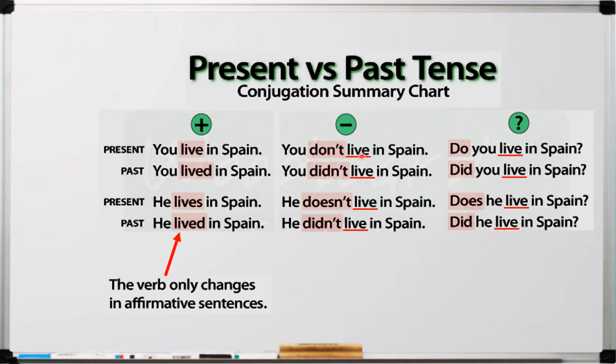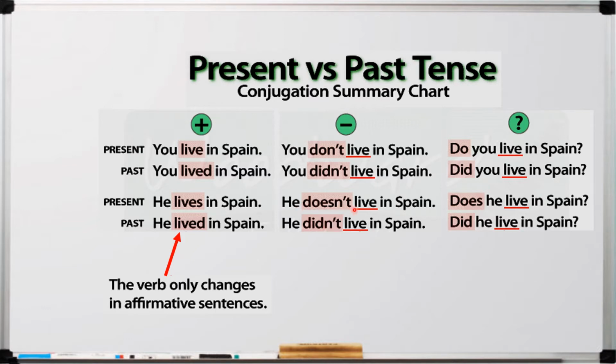Look, if in present we use the auxiliary verb don't plus the verb in base form, you don't live in Spain. And with the third person singular, we use the auxiliary verb doesn't with the base form of the verb, he doesn't live in Spain. In negative, we use the past tense of do, which is did. Do in present, did in past.